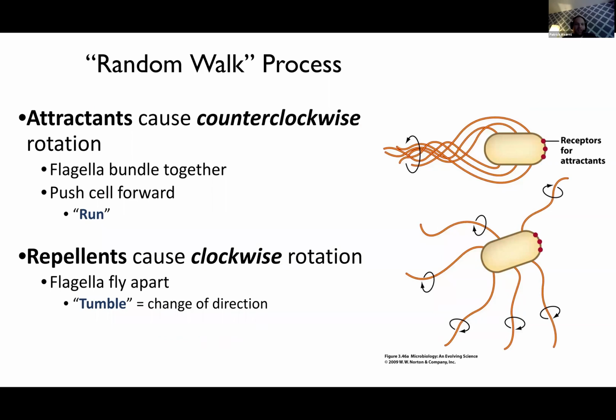As we mentioned, attractants are what bacteria are trying to go to, but they can also be drawn away from repellents. An attractant causes a bacteria to sense it and tells the bacteria to spin the flagella counterclockwise. If we have a bacteria that has multiple flagella, it causes the flagella to bunch together and spin counterclockwise, pushing the bacteria cell forward. This is the run, the straight line movement. Repellents do the exact opposite. They cause the flagella to fly apart and spin clockwise, causing the bacteria to tumble or change directions.